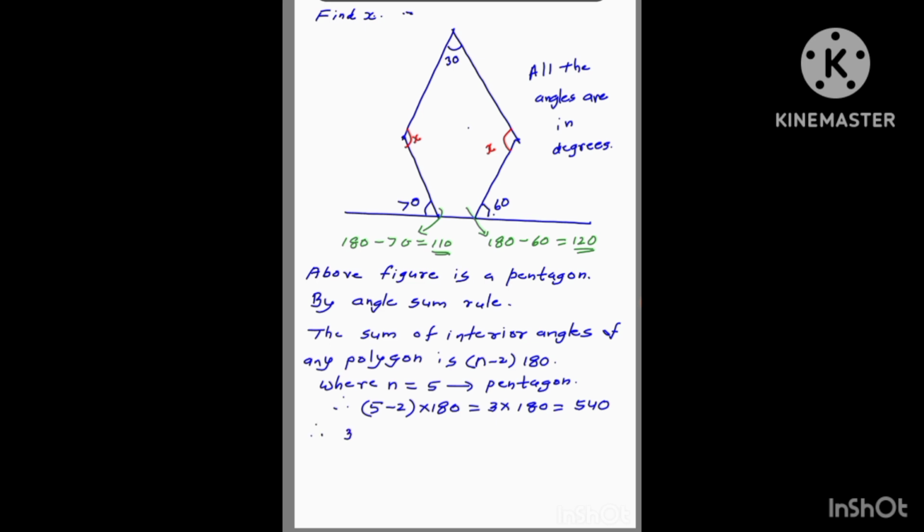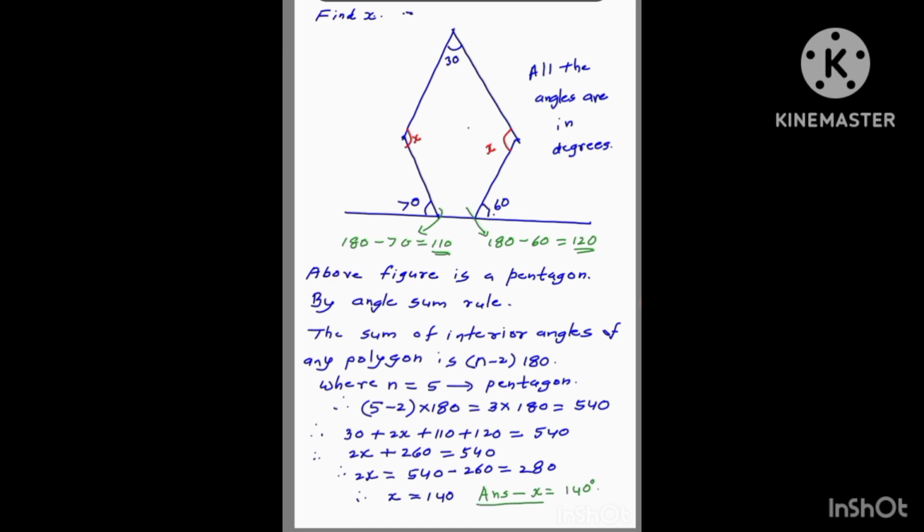Now it is very easy. You just have to substitute. One angle is 30, then plus 2x, then 110 and 120. This is all 540. Now it is simple arithmetic. Adding the known angles gives 260, so 2x equal to 540 minus 260 is 280. That means x equal to 280 divided by 2 is 140. Very simple. So have some practice. x equal to 140 degrees. Good luck.